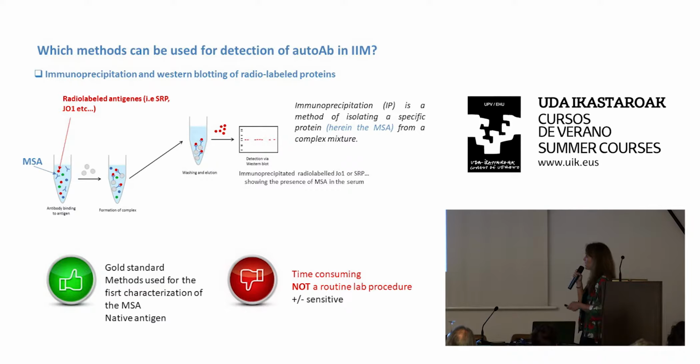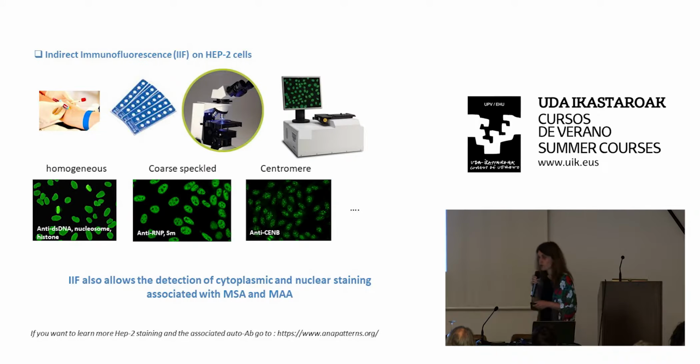But it was the technique that was used for the first characterization of these antibodies. So it's a way to isolate a specific protein, here autoantibodies, from a complex mixture using immunoprecipitation and Western blotting. So it was the gold standard. It used native antigens, so it can be interesting for detecting a large scale of autoantibodies, but it's time consuming and it's not a routine lab procedure, so it's difficult to use it in our labs. So what about the indirect immunofluorescence on HEp-2 cells?